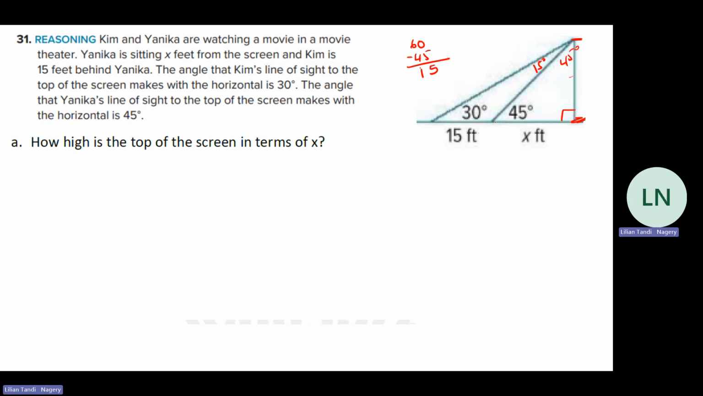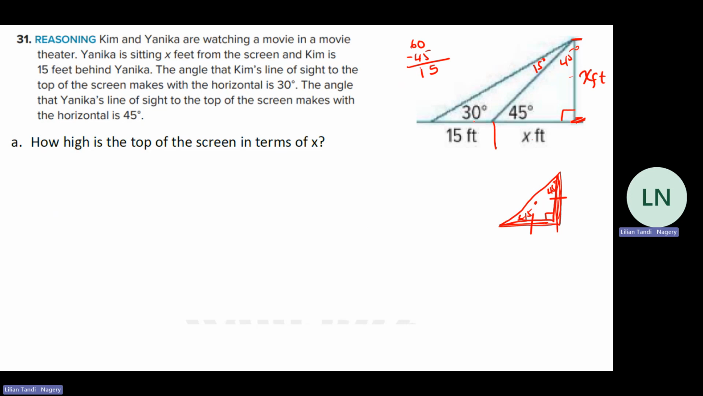So in a 45, 45, 90 triangle, if this is X, this also has to be X. Okay? Remember, in a 45, 45 degree triangle, the short sides are the same. So if this is 45 and this is 45 degrees and this is 90, this distance here has to be the same as this distance here. Okay? Now, okay, so this is X feet.